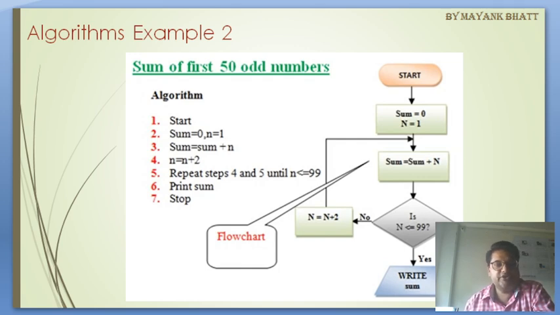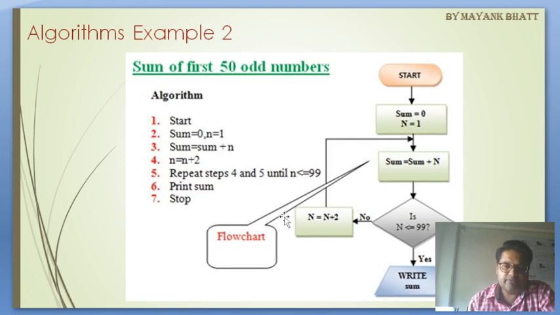algorithm, then we initialize some values to the variables sum and n, and then we have written the logic sum equals sum plus 1. Then again we have written the logic n equals n plus 1. You can see there n equals n plus 2, which is an incrementer. And then we have to repeat the third step and fourth step again.